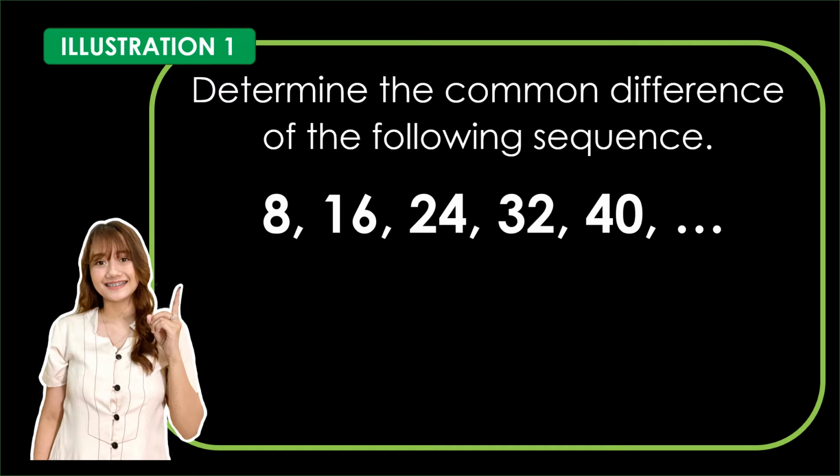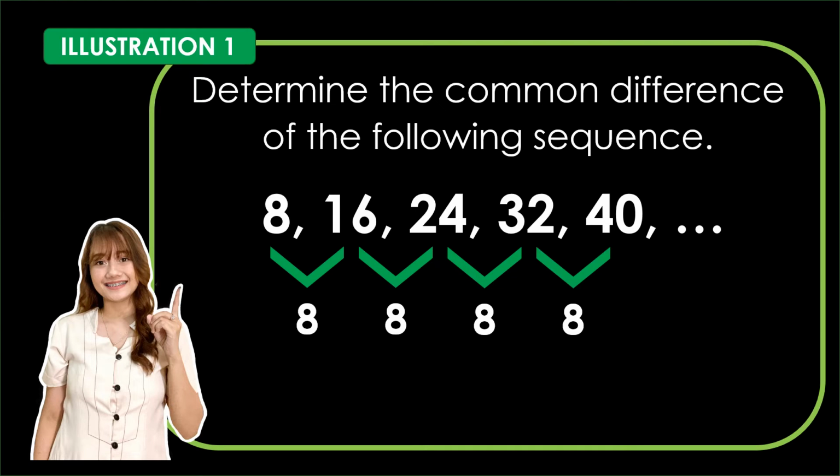Observe that if we add 8 to our first term, this becomes 16. If we add 8 again to the second term, this becomes 24. And if we add 8 again to 24, this becomes 32. Now, if we add 8 again to 32, this becomes 40.